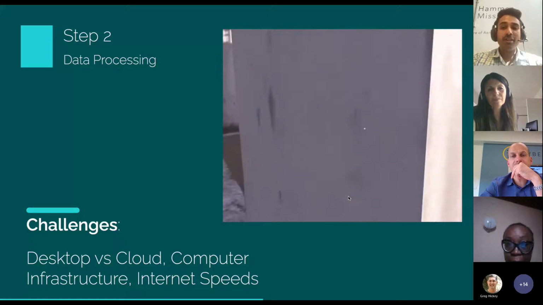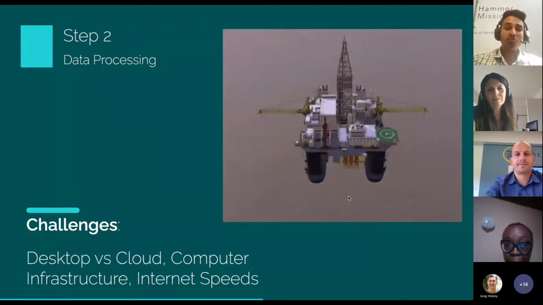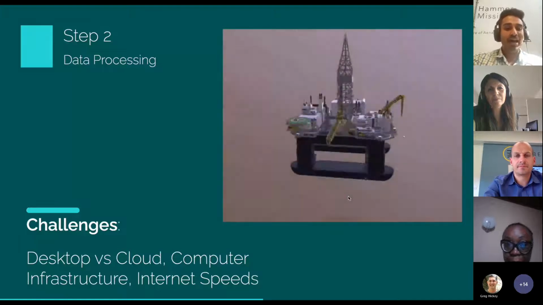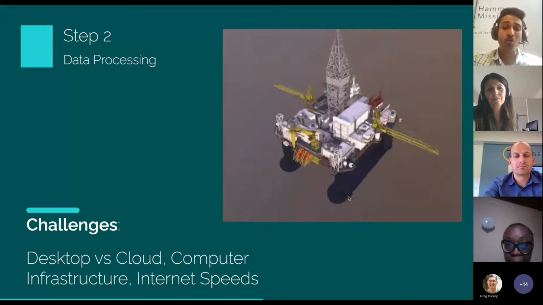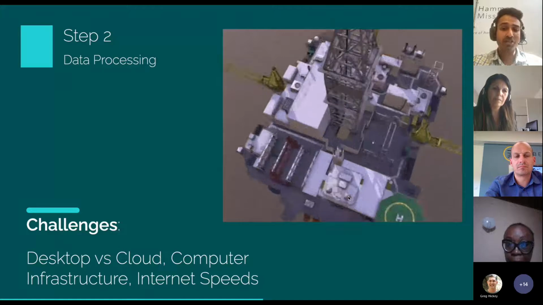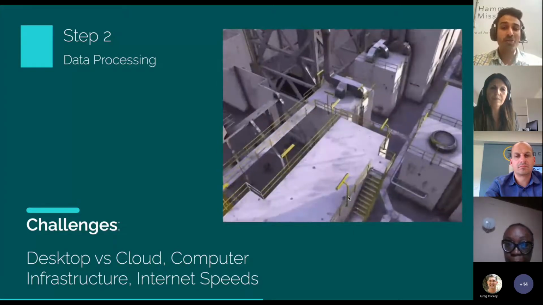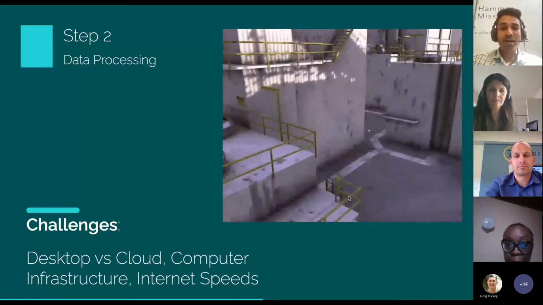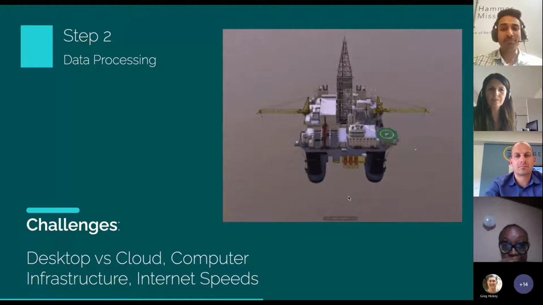So essentially, some of these things look easy on the surface, but the challenge is always, have you selected the right infrastructure for processing the data? Are you doing everything on desktop, or are you doing things on the cloud? What does your computer infrastructure look like in the organization? Has everyone got good internet speeds to be able to download and view this data? So again, it all boils down to doing step 2, but doing it efficiently as opposed to sort of just doing it.